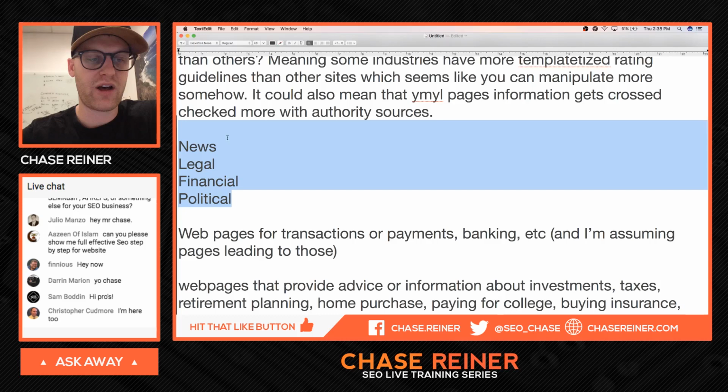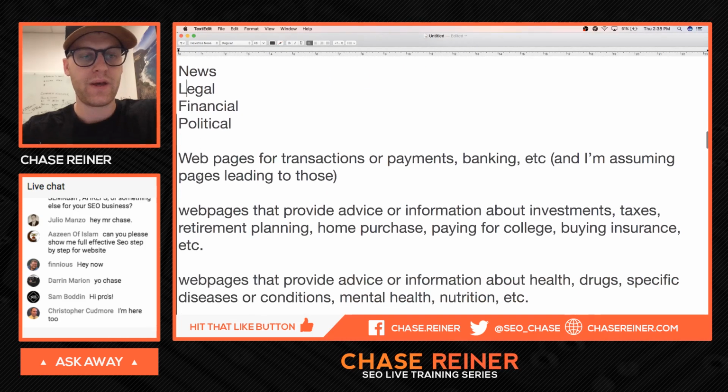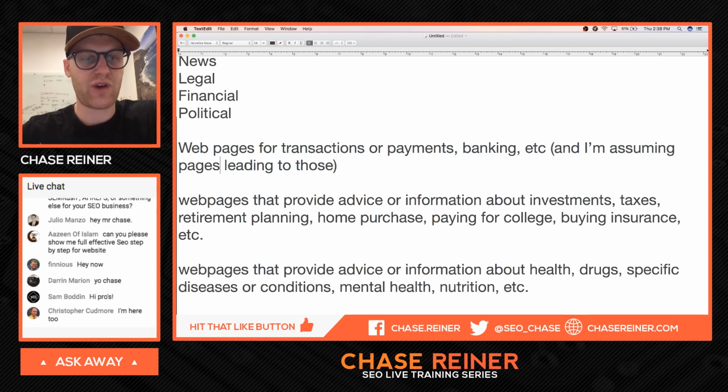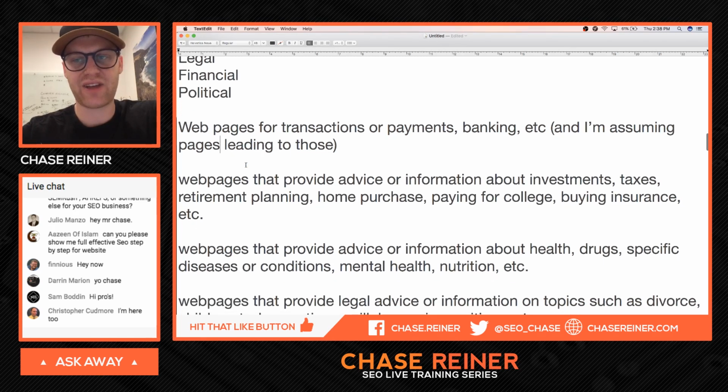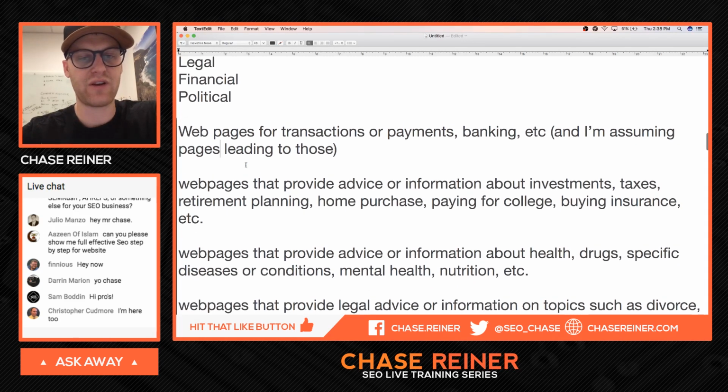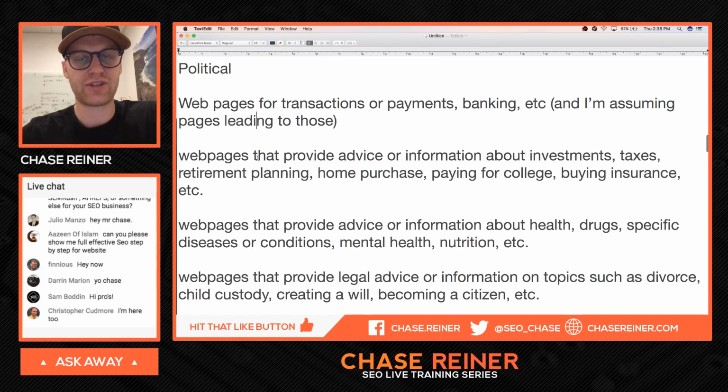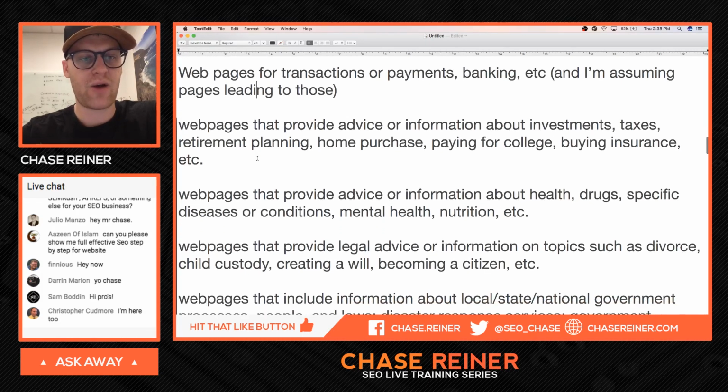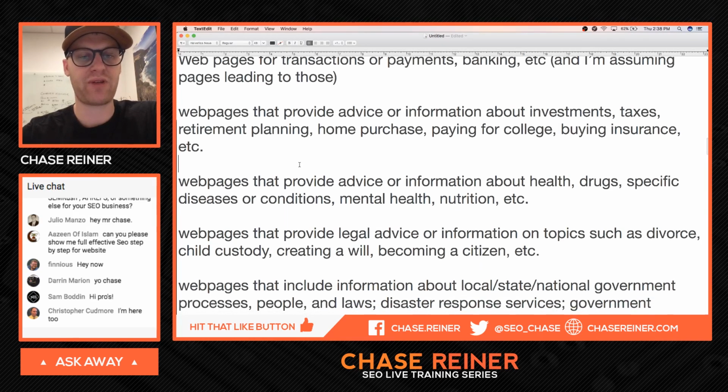So news, legal, financial, and political. We got another note that says web pages for transactions or payments, banking, etc. And I'm assuming pages leading to those. So these are all the different types of things that Google wants to make sure is not going to get wrong. Web pages that provide advice or information about investment, taxes, retirement planning, home purchase, paying for college, buying insurance, etc.